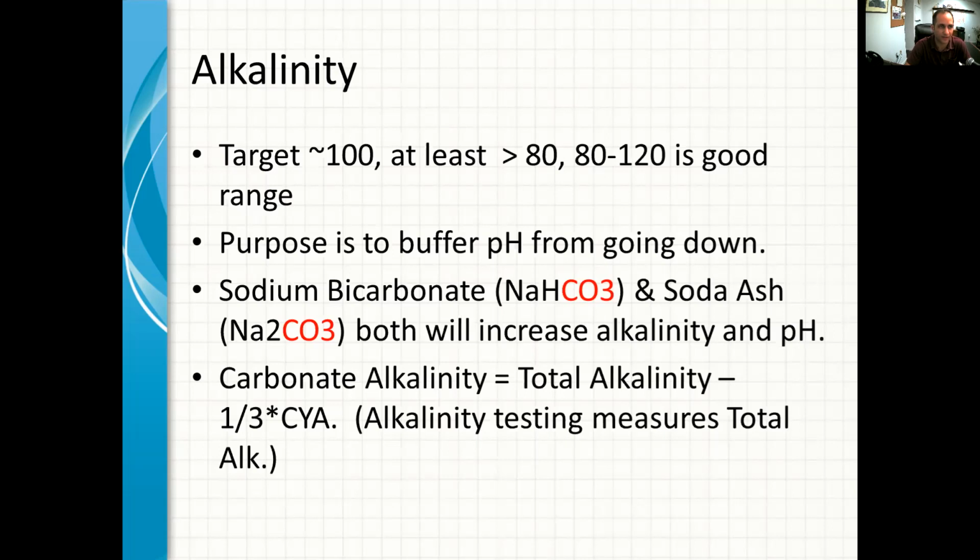So for alkalinity, we target 100 alkalinity. You want it to be at least like 80 ppm, and somewhere between 80 and 120 is a good range. The main thing alkalinity does is it buffers the pH from going down. So if you add something acidic to the water, or acidic rain falls in the pool, it causes the pH to go down.